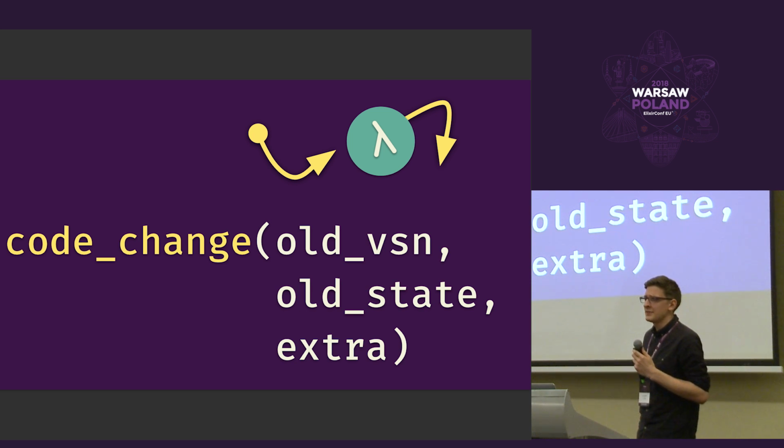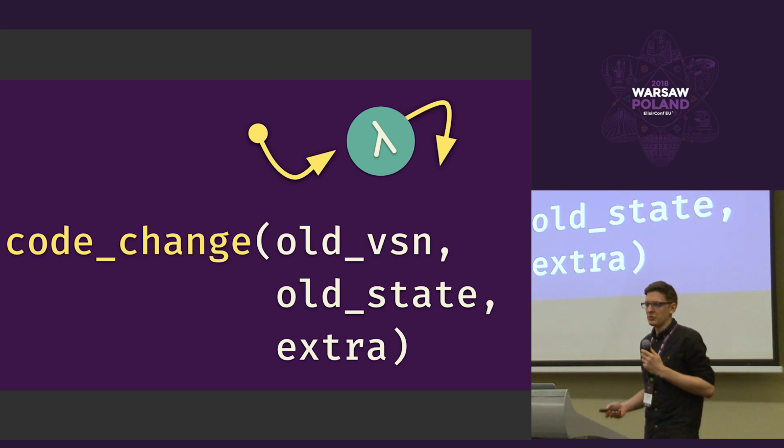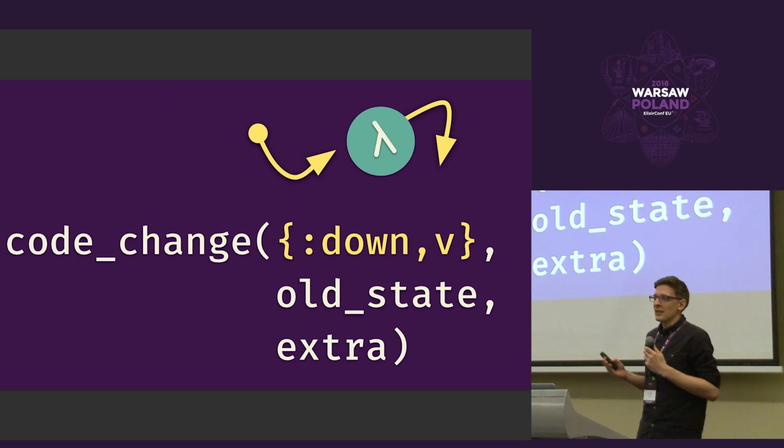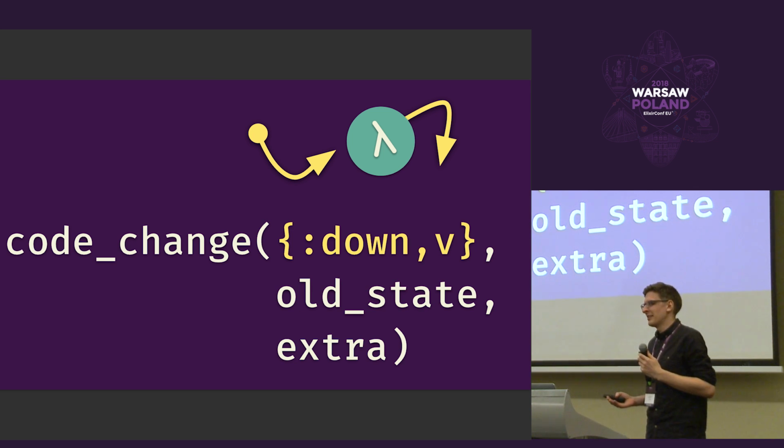This function receives the old version. That's just a string of the release version that we're upgrading from. Usually you don't have to care about that. If you happen to, you can pattern match against it. Also, if it happens to be a downgrade, that old version is going to be a tuple with the atom down as its first element. But then again, I think you shouldn't really care about downgrades. If you notice something wrong with your upgrade, you just cut a new release and roll forward.